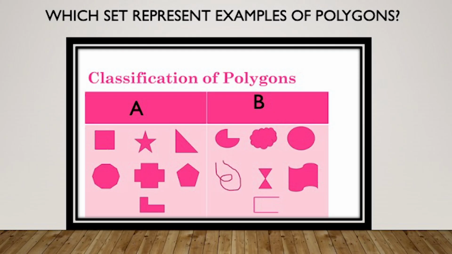Let us look at the two sets on screen. Which set represents a set of polygons? Is it A or is it B? Let us remind ourselves about what we know about polygons. We know that polygons have straight sides and are closed figures. Which group fits this criteria? Awesome, A. In B, we have shapes that have curved sides as well as sides that are not connected. So group B is a set of non-polygons.